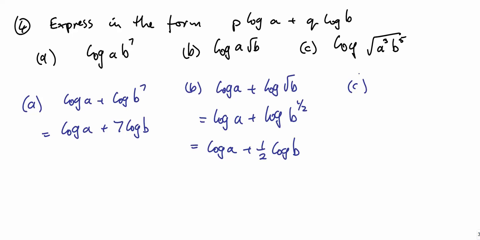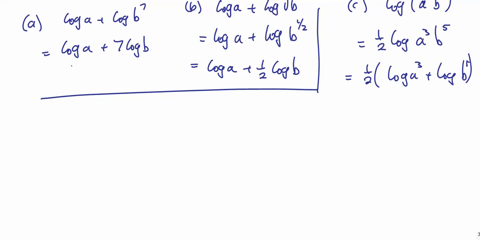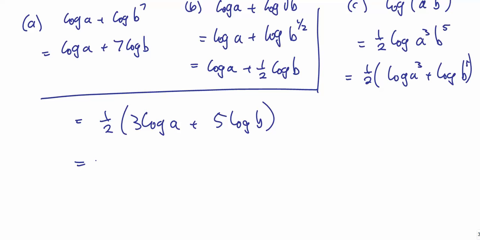And then part C, log of the square root of something is of course the log of a cubed b to the power of 5, to the power of a half, and using the power rule that becomes a half log a cubed b to the power of 5, which would be a half of log of a cubed plus log b to the power of 5 by the addition rule, and then we can write that as a half of 3 log a plus 5 log b, which, expanding the bracket, is 3 over 2 log a plus 5 over 2 log b.